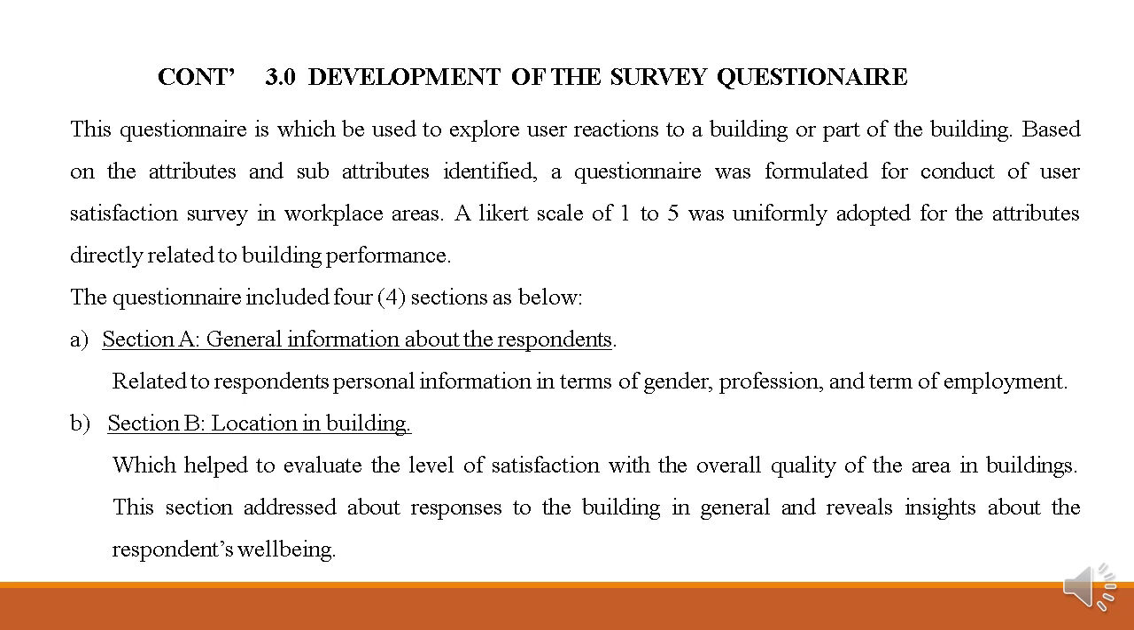The questionnaire includes 4 sections as below. A. Section A. General information about the respondent. Related to the respondent's personal information in terms of gender, profession, and term of employment. B. Section B. Location in building, which helps to evaluate the level of satisfaction with the overall quality of the area in the building. This section addresses responses to the building in general and reveals insight about the respondent's well-being.